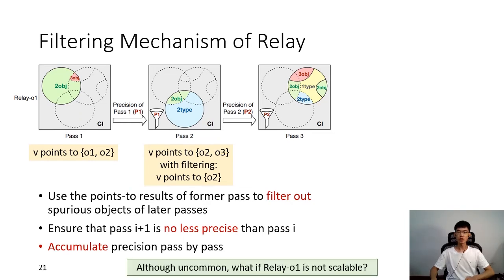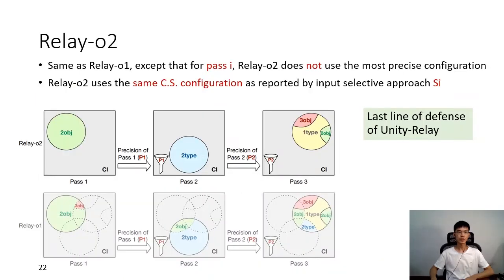Although uncommon, what if relay O1 is not scalable? To ensure scalability, we design relay O2 as the last line of defense of unity relay, as illustrated by the upper figure. Relay O2 employs the same principle as relay O1, except that for pass 1, relay O2 does not use the most precise configuration. Instead, it uses the same CS configuration as reported by the input selective approach SI, and these figures show the difference between relay O1 and O2.